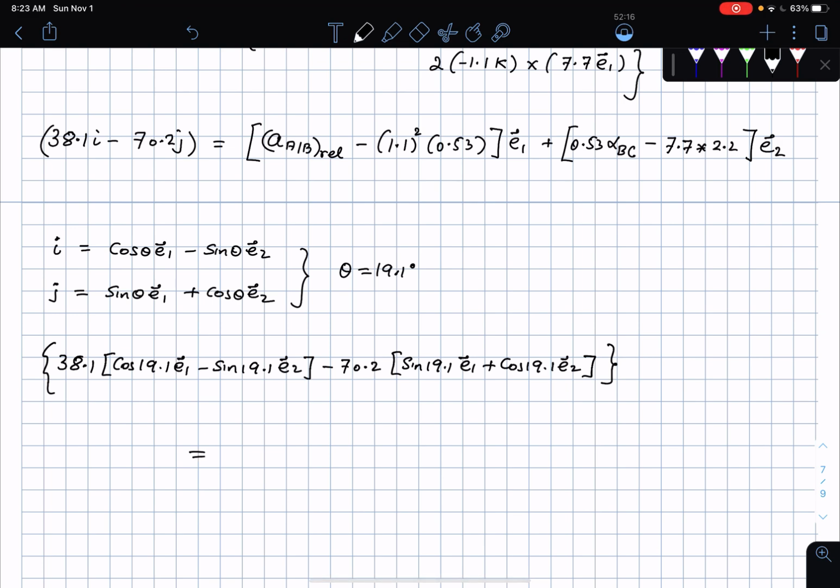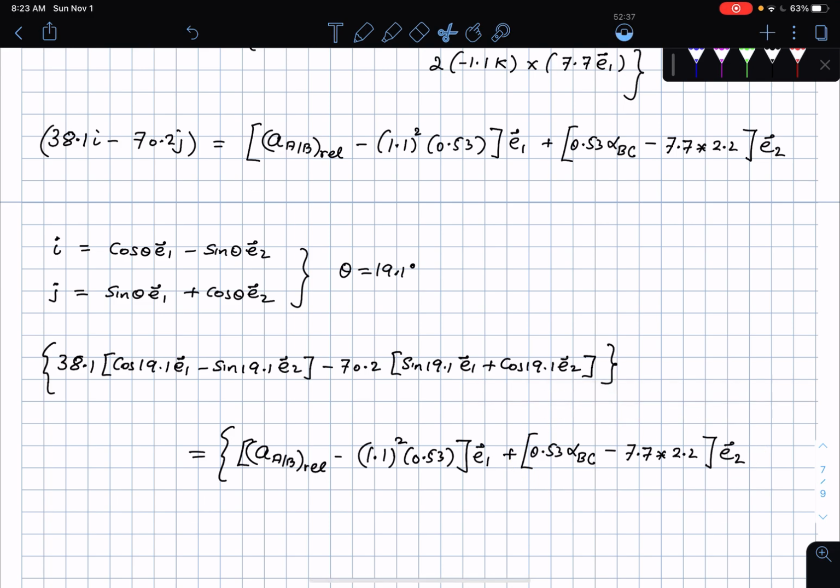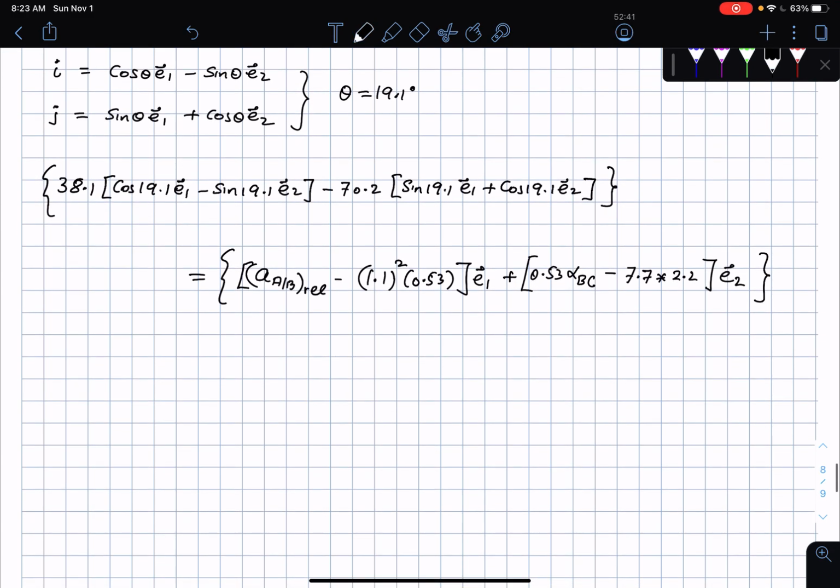This is equal to a huge host of terms here, a slash b relative minus 1.1 square times 0.53 E1, and then I'm going to grab that other term from here. Okay, copy that and paste that down here. That's the term in the E2 direction. And exactly the same idea as before. Look at the terms in the E1 direction.